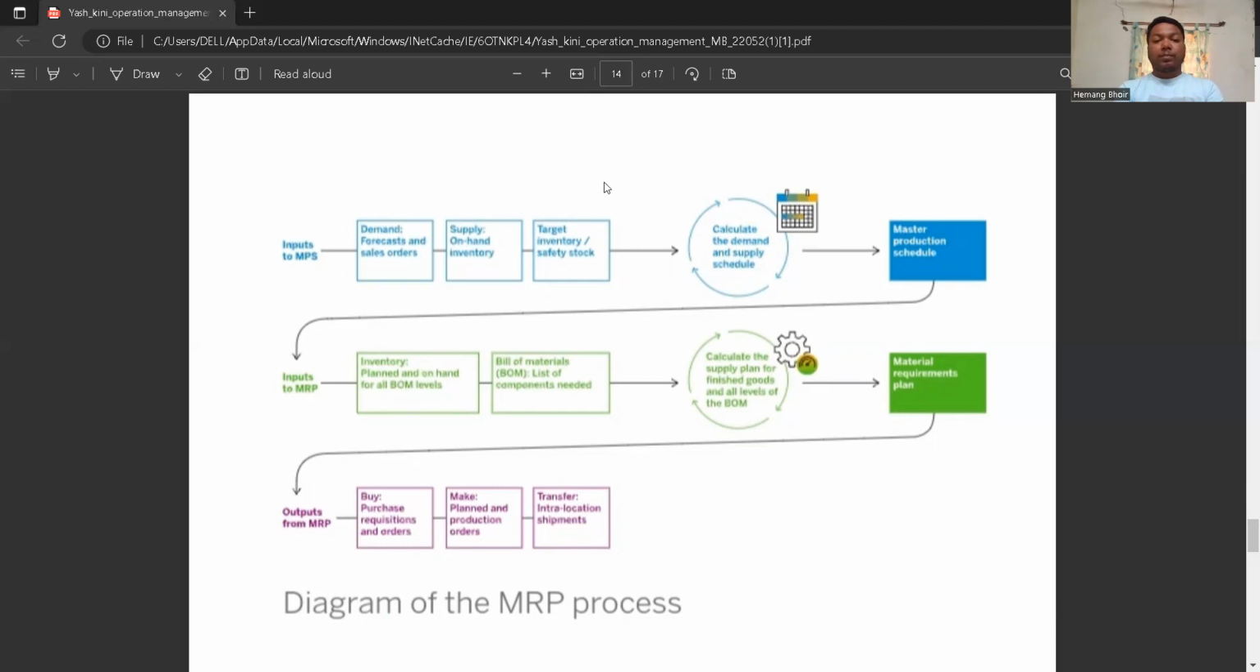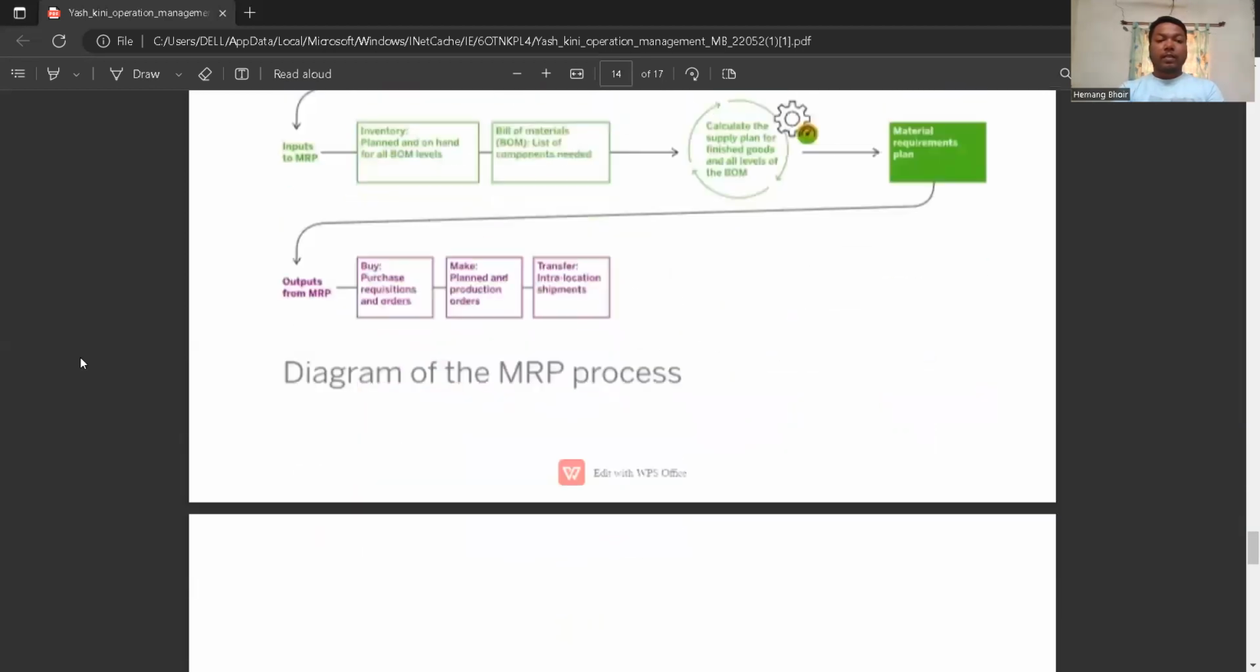On the bills of material, the production will decide how much production to do. Then it calculates the supply plans for finished goods and the levels of the bill of materials. Material requirement planning, MRP, is the output. This is the diagram of MRP.